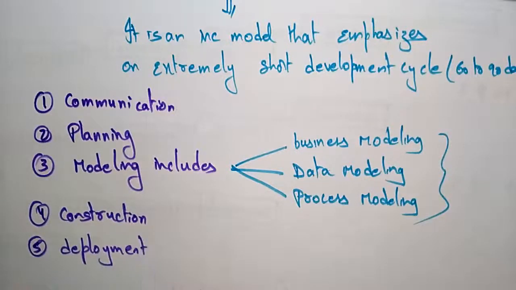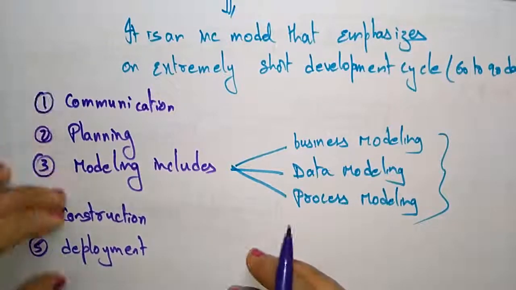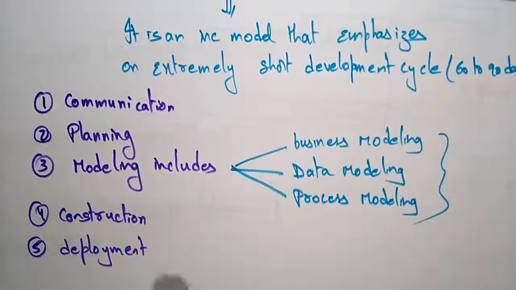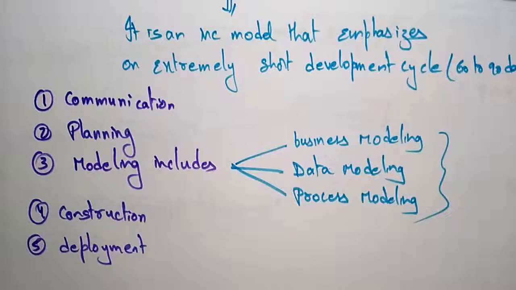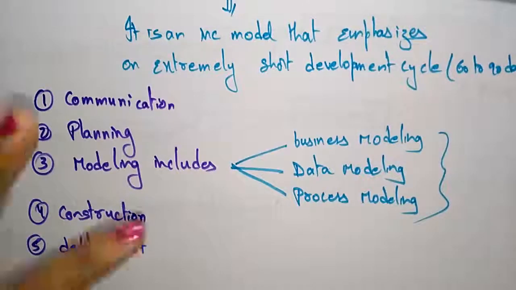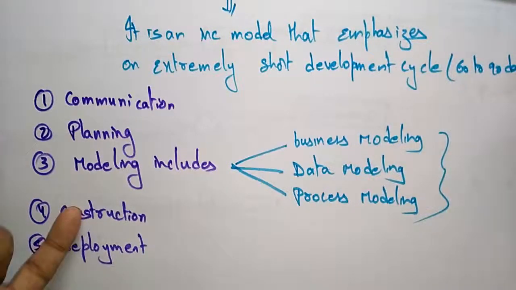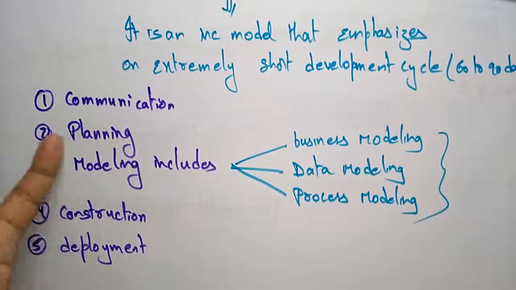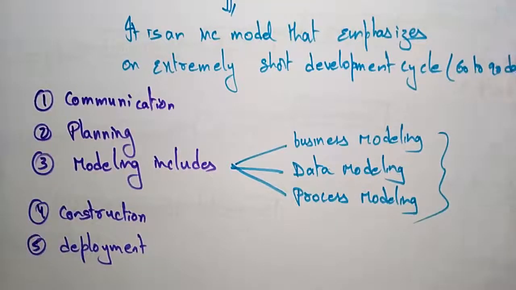So whatever the model you are taking, whatever the phases you are taking, every phase will follow these steps. First, you have to communicate with the person. Next, you try to plan the project. And next, you try to model the project. Next, construction and deployment. So everything will be like this. So the names are changing. Just in place of construction, we can write the implementation like that. So modeling, planning, and this is the activity like that.